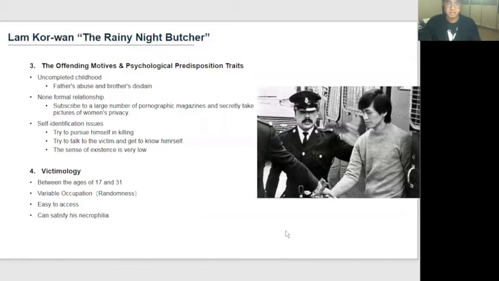And the main purpose that Lam committed crime is because the 4 females could satisfy his necrophilia, and they were made into specimens in Lam's apartment.